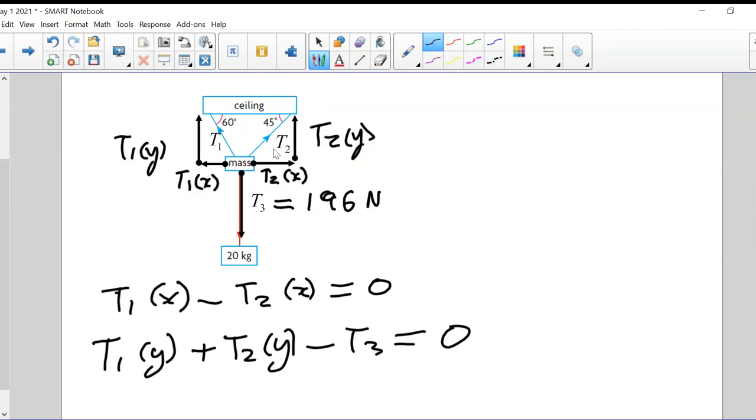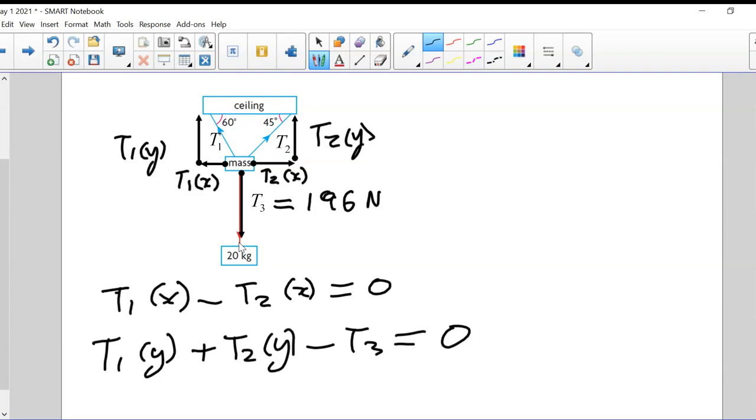Also, if I add these two upward forces, the T1y and the T2y force, that is the y part. So you have two upward forces here, which come from the wires, and one downward force coming from the weight. And I'm saying that those have to be equal as well. Does that sort of make sense?